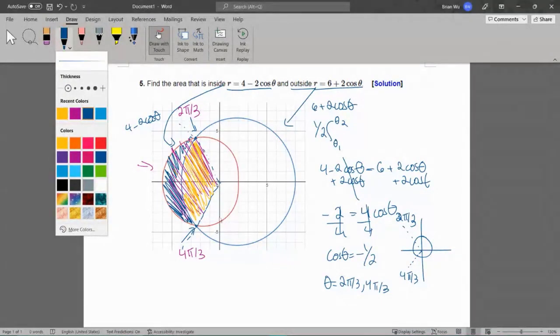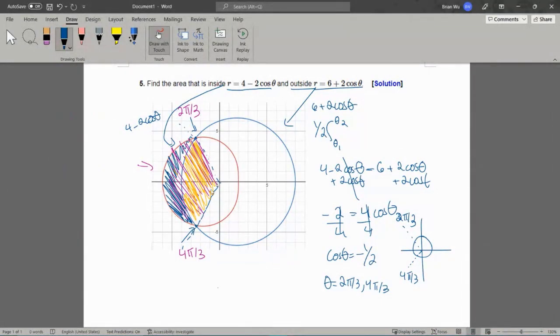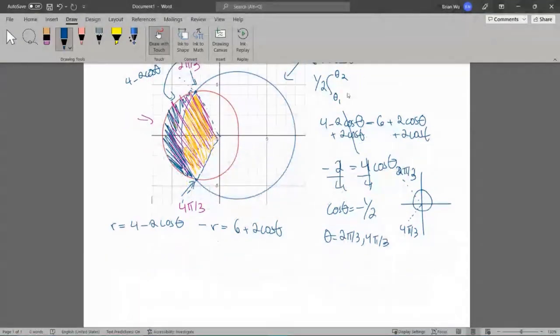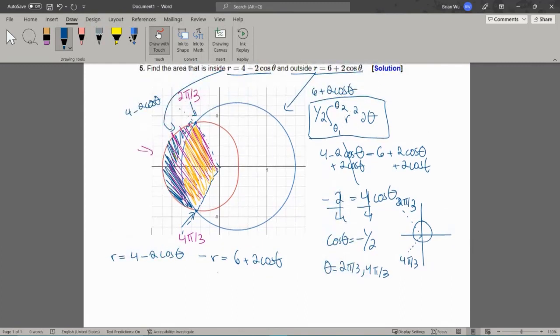So we must subtract this red circle's area, which is r equals 4 minus 2 cosine theta, and we'll subtract it from this part of the blue circle, and that's going to get us the outside area. So that's going to be equal to the blue one, which is 6 plus 2 cosine theta. All right, so we can set up our integral, and this is the area formula, by the way, with these two bounds and the corresponding radii, right?